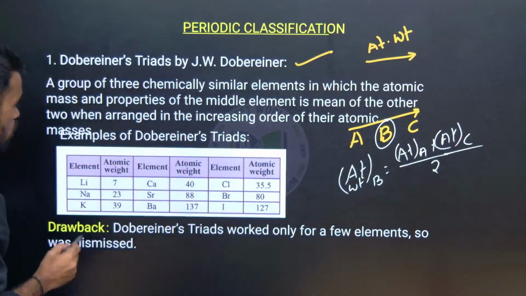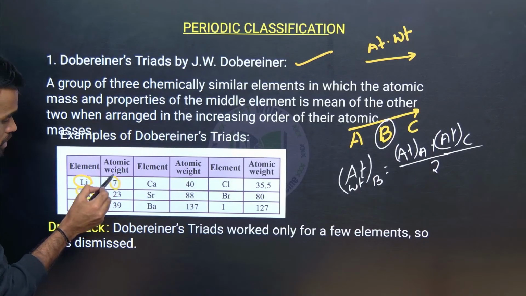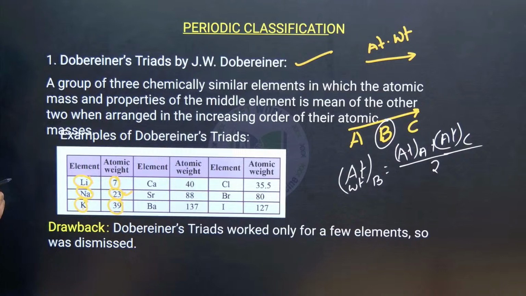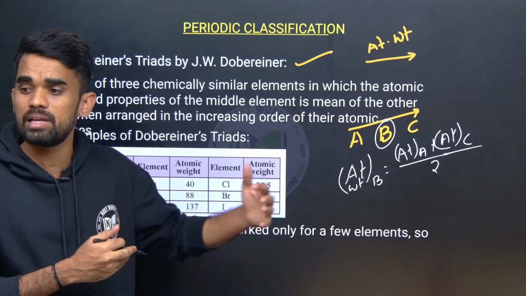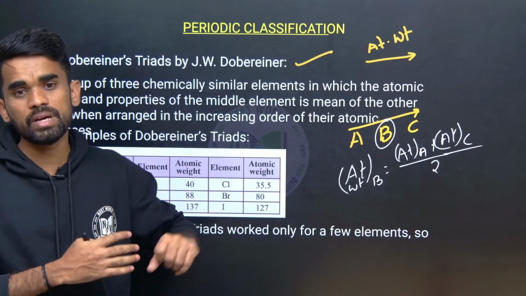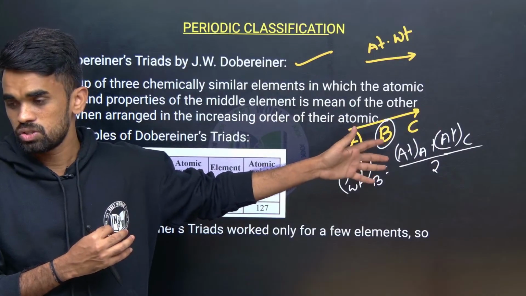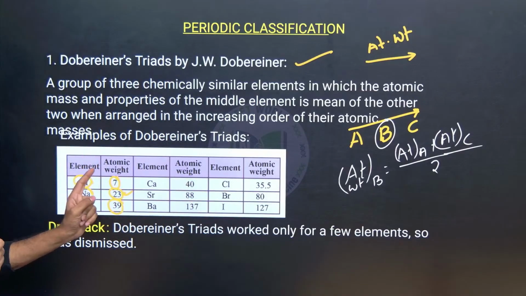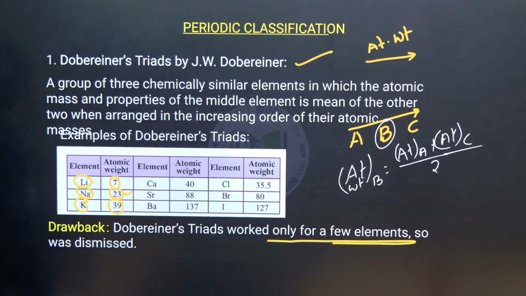So he did it for lithium, sodium, potassium. Lithium has 7, potassium has 39, 7 plus 39 by 2 gives you 23. Now this triad was applicable only for a few sets of elements. It was not applicable to all the elements known at that time. If it was applicable only for a few elements and not for all elements, that's how it failed. So this is the triads, you have to remember them. Clear now? What is the drawback? Only for a few elements it is working.